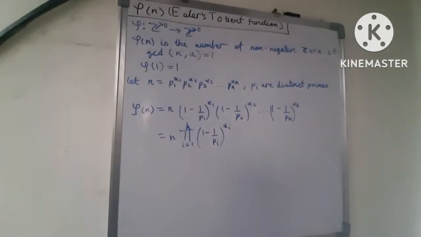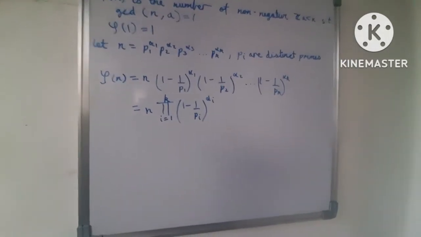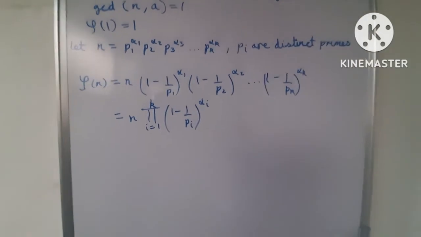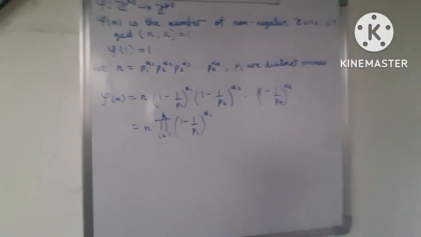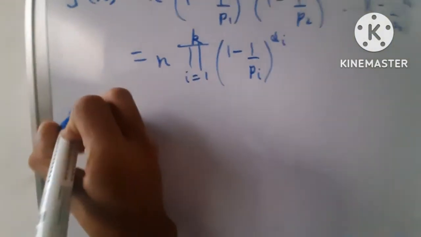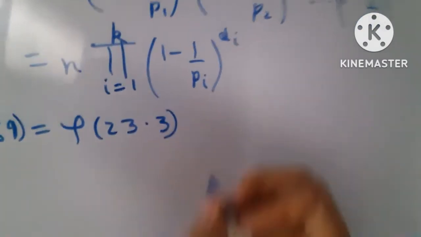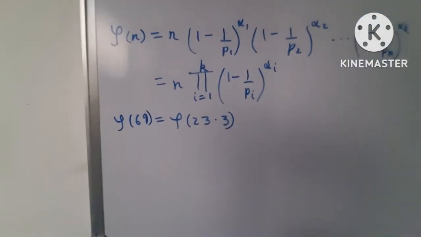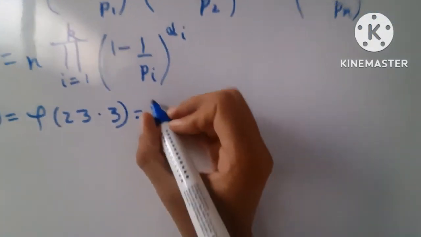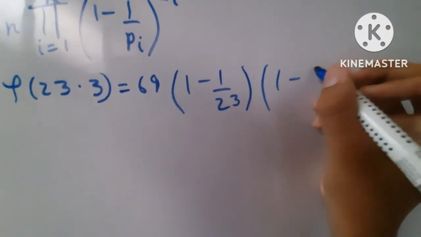So this makes calculating the totient function for larger numbers easier. Say you were to take 69, for example, an arbitrary example, no biases here. If you were to calculate all the numbers up to 68 and check the GCDs, you could probably do it, but it would take a long time. Using this technique, phi of 69 goes down to phi of 23 times 3, that's the prime factorization of 69. Now we use this definition: 69 times 1 minus 1 upon 23 times 1 minus 1 upon 3.